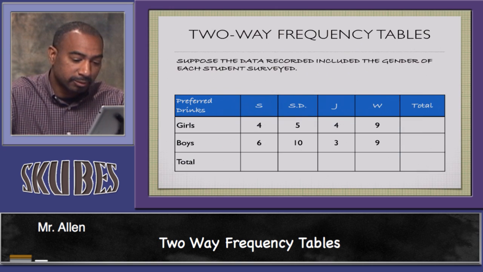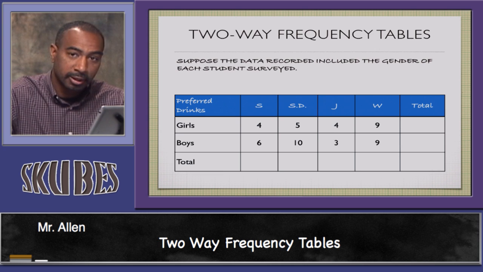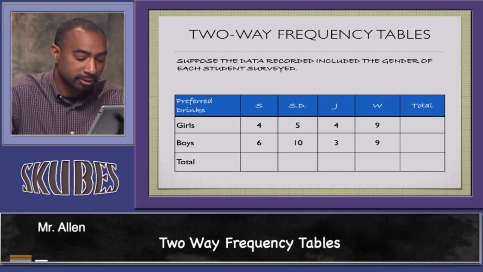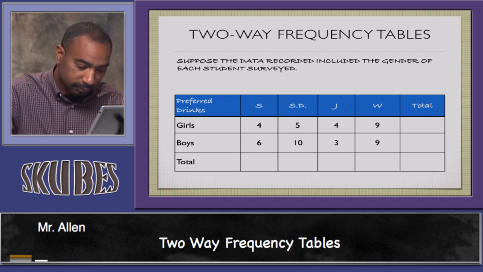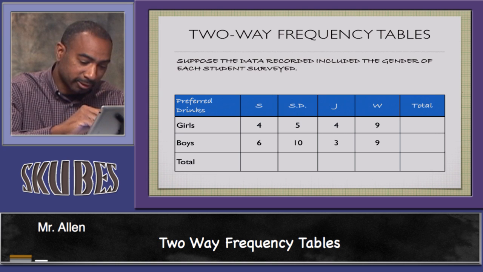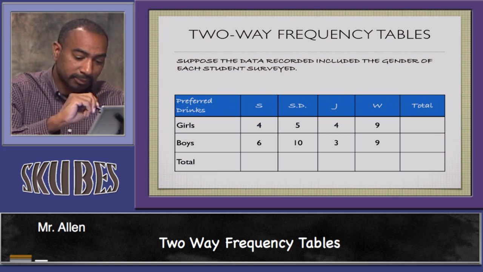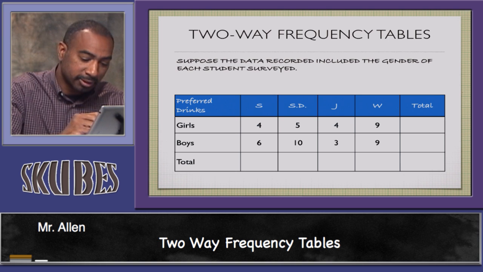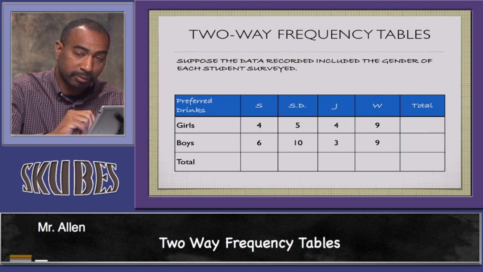All right, suppose the data recorded included the gender of each student. And this is where we get into a two-way frequency table, because now we're comparing the gender of the boys and girls with who selected a particular sports drink. So you just add them up. So we have, let's say, 4 girls preferred soda, and 5 girls preferred sports drinks, and 4 girls preferred juice, and 9 water. And then of the boys, you have 6 that preferred soda, 10 that preferred sports drinks, 3 that preferred juice, and 9 that preferred water.